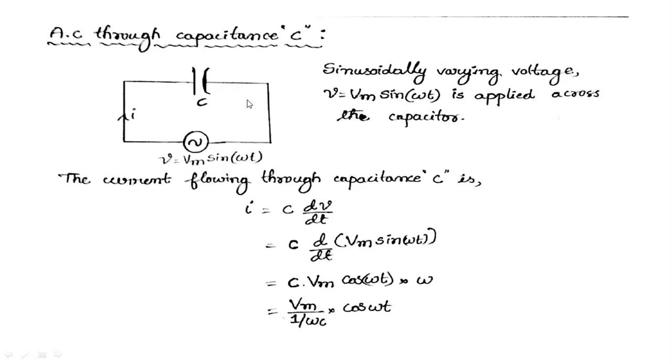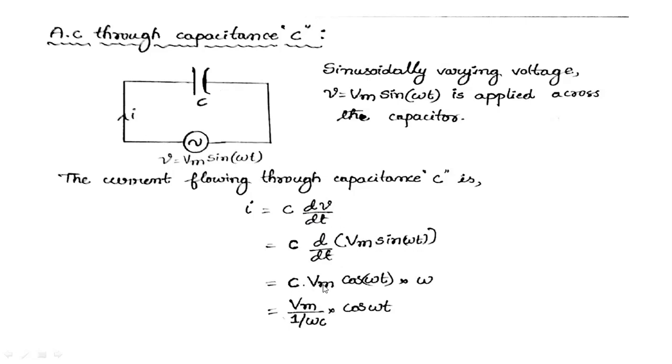The current passing through the capacitor is given by I equals C dV by dt. We know that V equals Vm sin omega t. In place of V, I am simply substituting the input supply voltage, the applied AC voltage V equals Vm sin omega t.